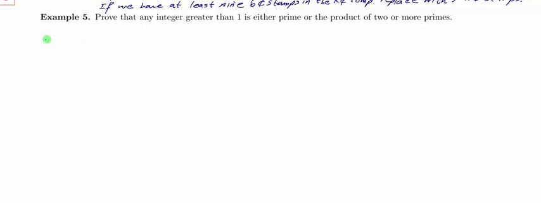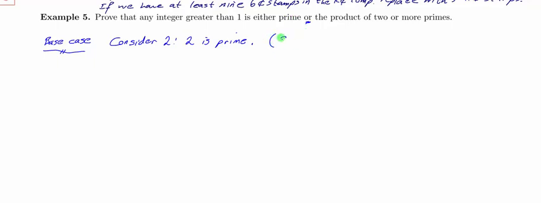So we're going to start with our base case. And here we're proving this for any integer greater than 1. So our base case should be the first integer greater than 1, i.e. 2. So consider 2. 2 is prime. So it is either prime or the product of 2 or more primes. I have this disjunctive statement, so it's going to be true as long as at least one of those is true. And if you weren't convinced of that, you could add on some more base cases.